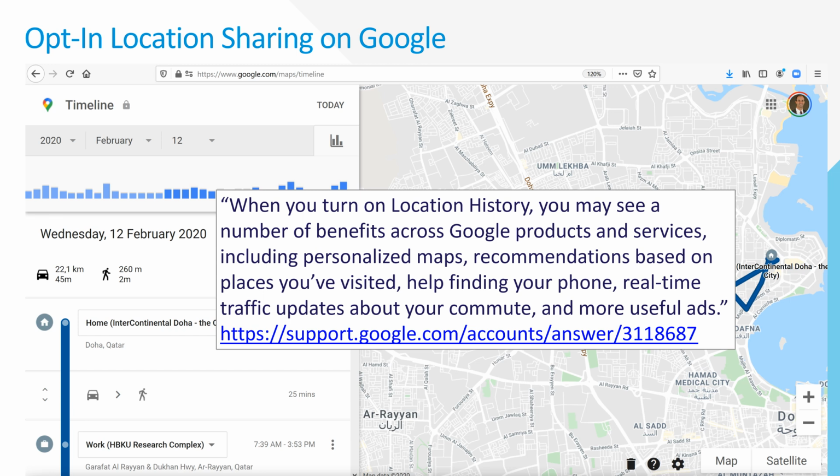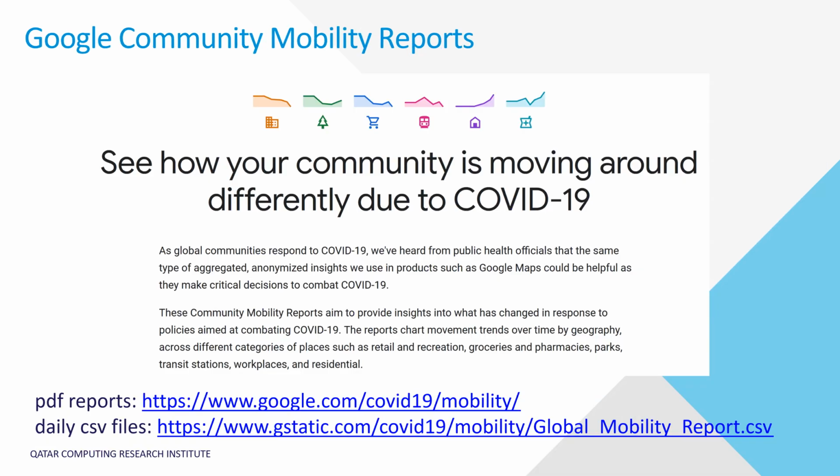So what does Google do with this information? Actually, during COVID-19, they've started using this data and sharing aggregate insights through their Google Community Mobility reports. You can see the URLs down here if you'd like to see those reports live.